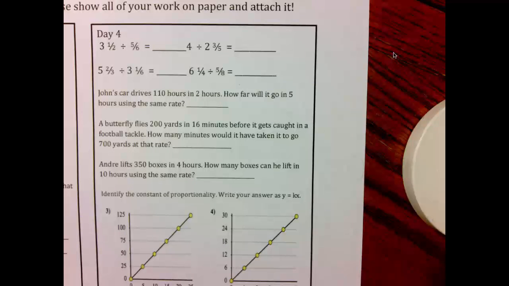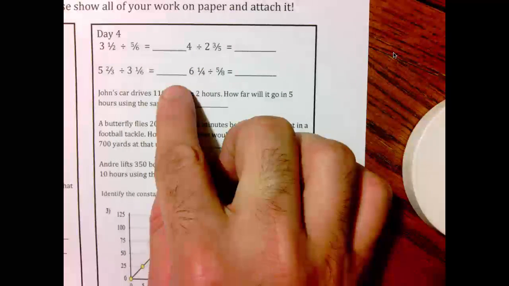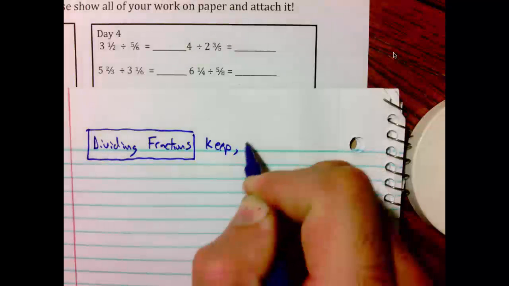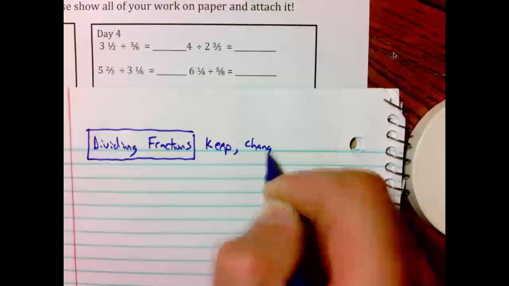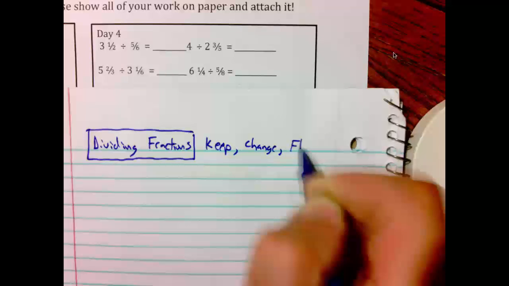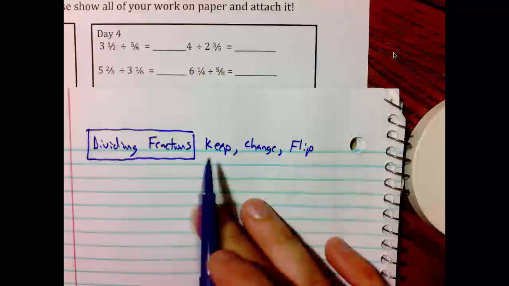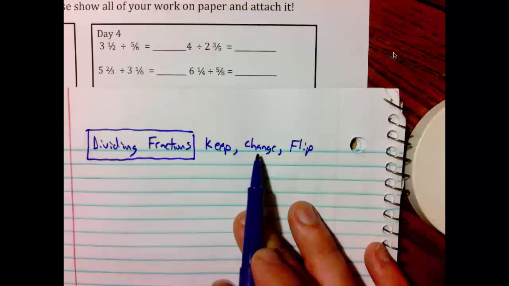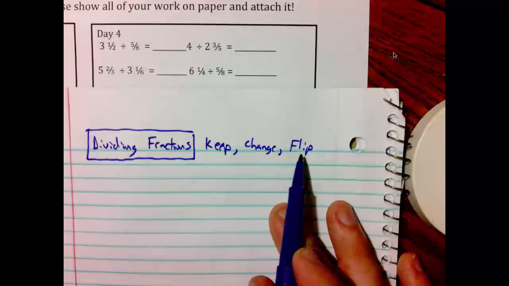Okay. We have several dividing fraction problems. Remember our procedure. We will keep, change, flip. We will keep the first fraction the same, change the divide to a multiply, and flip over the second fraction. That is, we will be multiplying by the reciprocal.